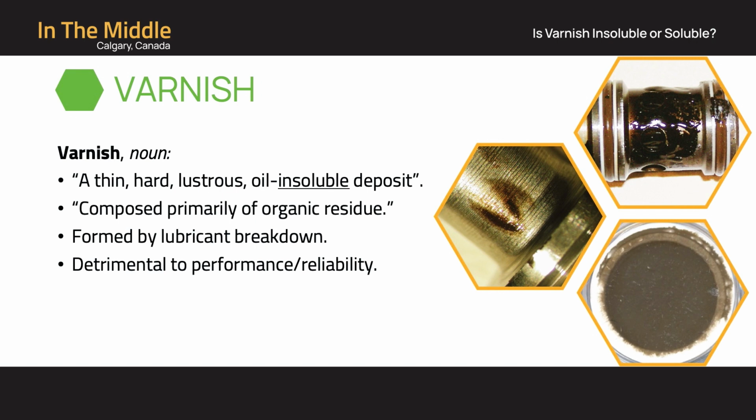Now we have some photos on the right-hand side of the slide, and you can see that varnish takes on a variety of different forms. It can be a deposit as shown, it can be a sludge as shown, or it can also be a deposit or an organic residue that's captured on a lab filter patch.